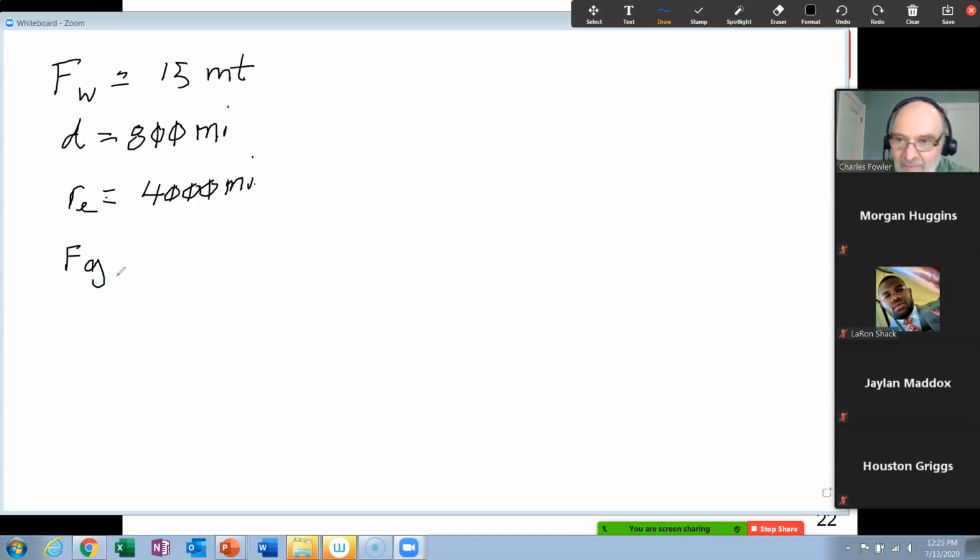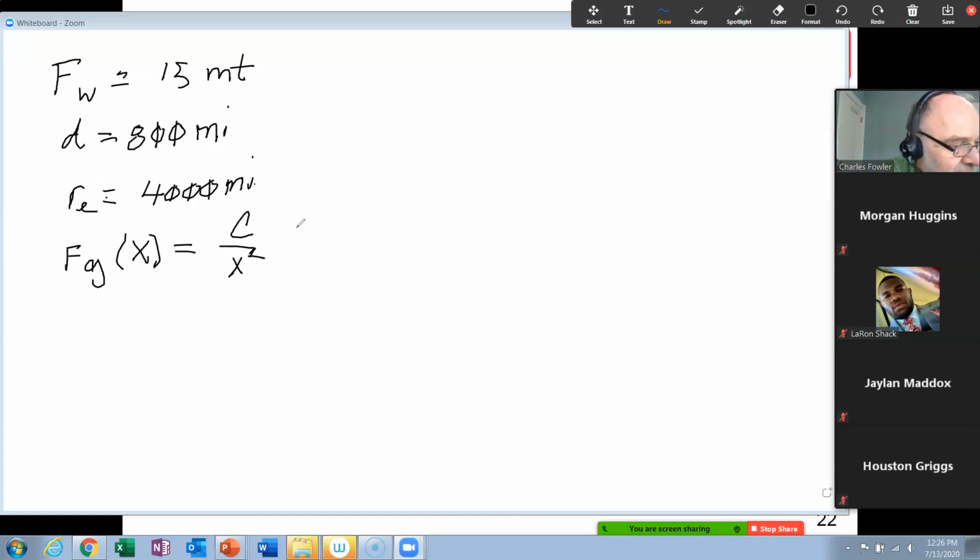I don't know why. So this is your force due to gravity, which is your F sub X. Okay, this is the variable force, and that is C over X squared. Now they just throw in a C there. Okay, where C is a constant of proportionality.